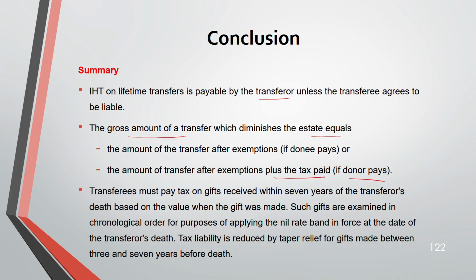Then transferees must pay tax on gifts that are received within 7 years of the transferor's death based on the value of the gift. When you're taking the gifts, take them in chronological order. Anything more than 7 years, ignore. Okay. And also your tax liability will reduce by taper relief from 3 years to 7 years. You have to survive at least 3 years. If you are dying within 1 or 2 years, no taper relief. So between 3 and 7 years before death, you will get taper relief. The more you survive, the more taper relief. It increases from 20, 40, 60, 80.